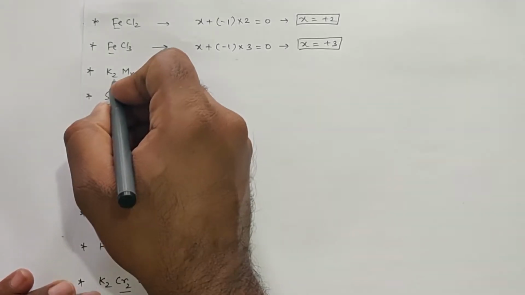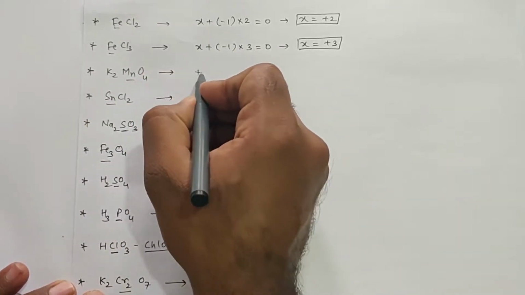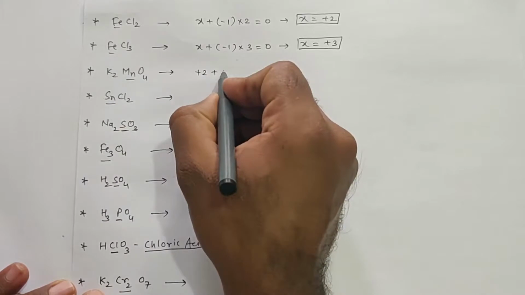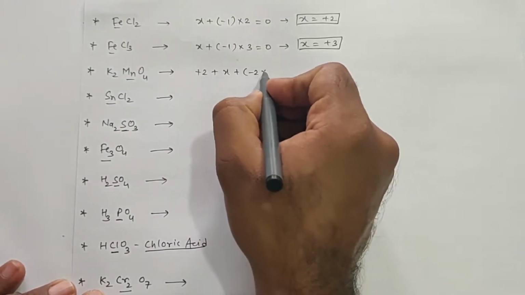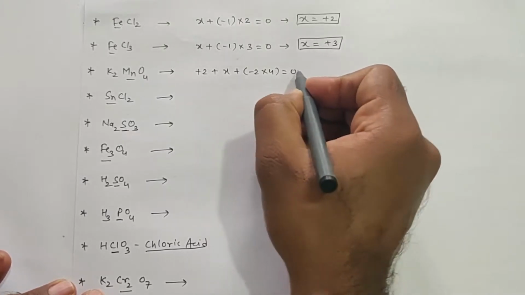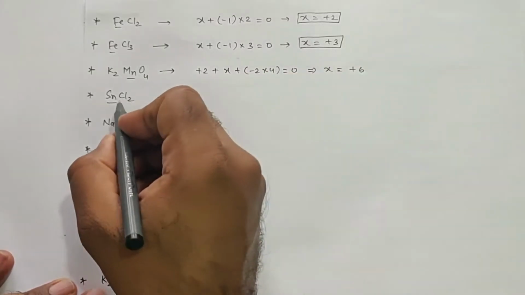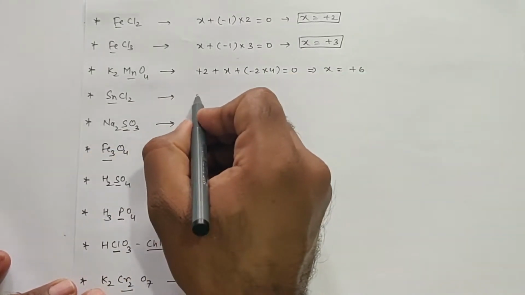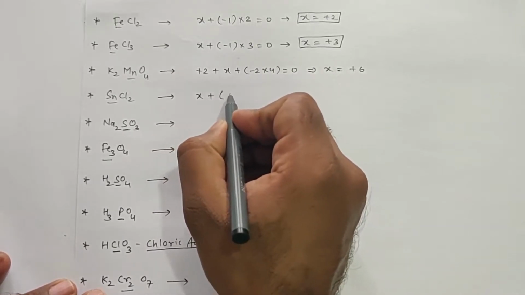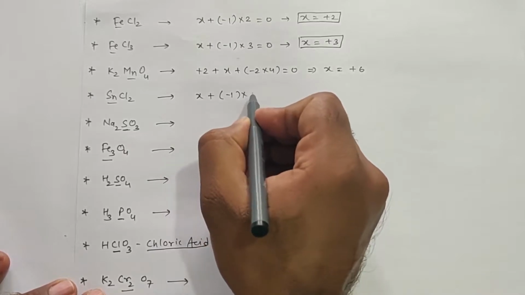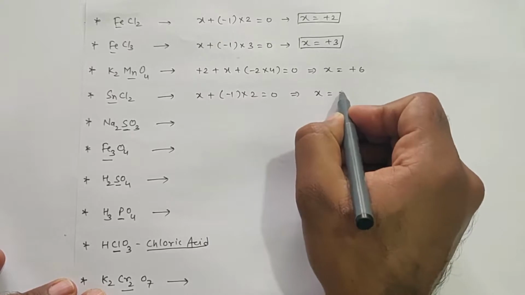Potassium, being a group 1 element, will show plus 1 oxidation state. There are 2 potassium atoms, plus 2, 1 manganese, x plus oxygen usually shows minus 2 oxidation state, minus 2 into 4 equals 0. Plus 6. Next, x plus chlorine, being a halogen, will show minus 1 oxidation state, minus 1. There are 2 chlorine atoms, equals 0. x equals plus 2.